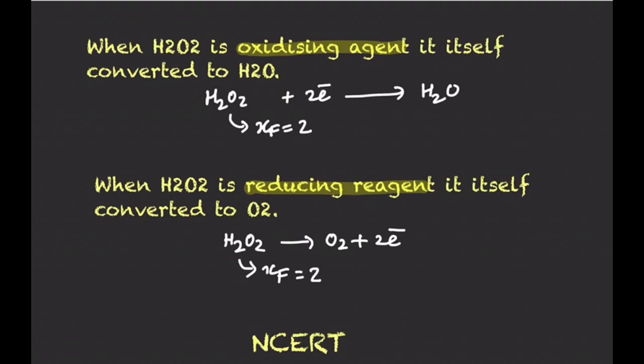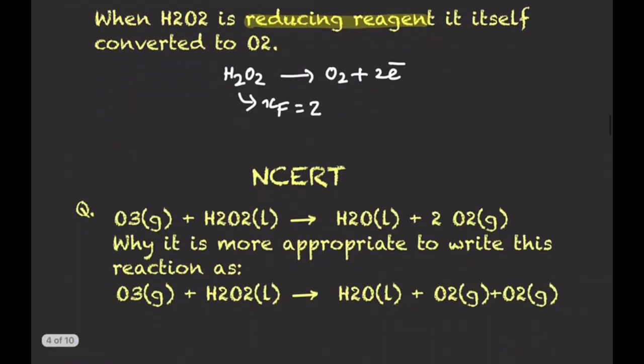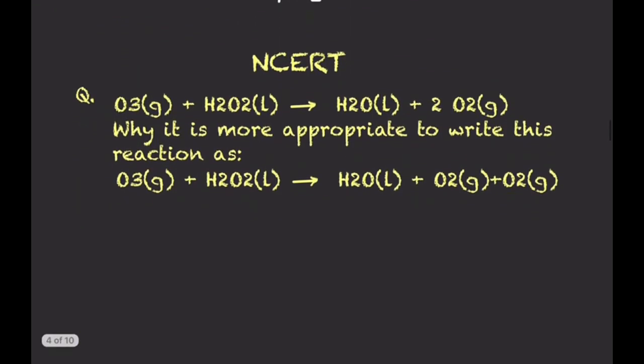So it should be clear that in disproportionation reaction the X factor is 1, but most of the time H2O2 is acting like oxidizing agent and reducing agent where its X factor is 2. So let us discuss a question of NCERT. This is a very important question.